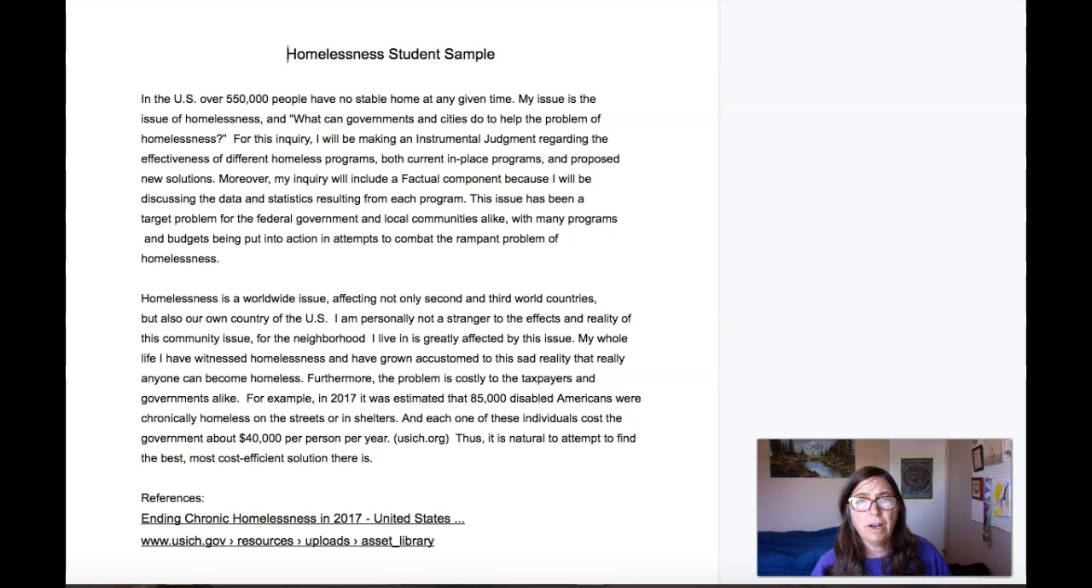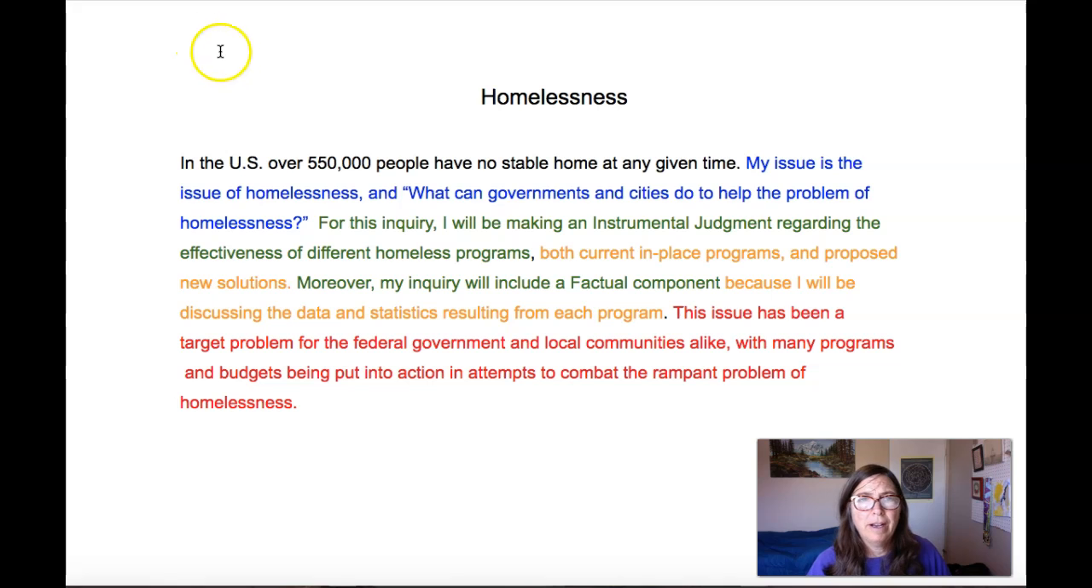Now let's divide these paragraphs into the four parts: topic, development, example, summary, using color fonts. Here's how I divided the first paragraph. You can see that all four colors are there, and the author started with a hook, which doesn't technically fit into the four key parts, but is very important, especially at the beginning of an essay or an entire paper, which this would eventually grow into being. So the hook is, in the U.S., over 550,000 people have no stable home. And then he goes right into his inquiry question, blue. My issue is the issue of homelessness and what can governments and cities do to help the problem.